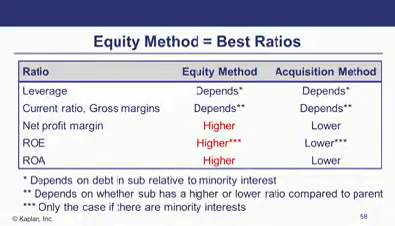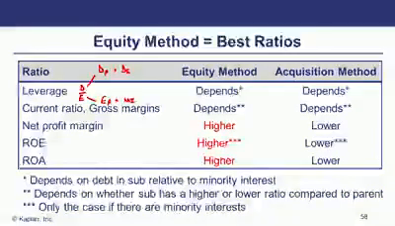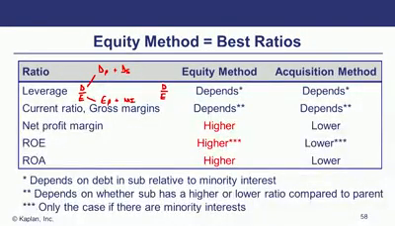Leverage. Now I've said it depends, because what we're looking at here is debt over equity. Let's imagine you're looking at the acquisition method. On the numerator, of course, you've got the debt of the parent plus the debt of the subsidiary. On the denominator, we've got the equity of the parent plus, of course, the minority interest. So it's difficult to say whether that's actually going to cause leverage to be higher under the acquisition method or lower. Of course, when we look at the equity method, really all we're seeing is the parent's debt over the parent's equity.